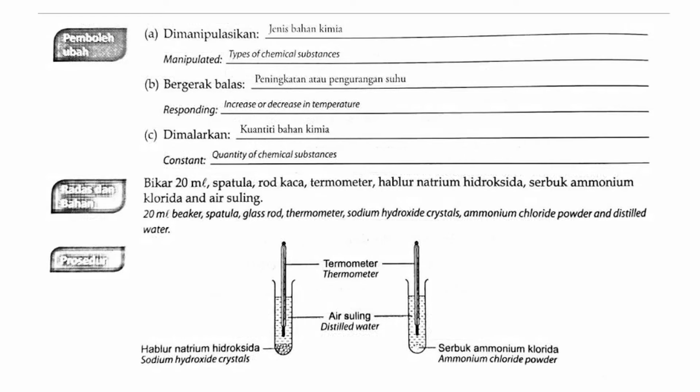Variables: manipulated, types of chemical substances; responding, increase or decrease in temperature; constant, quantity of chemical substances. Apparatus: 20 ml beaker, spatula, glass rod, thermometer, sodium hydroxide crystals, ammonium chloride powder and distilled water.